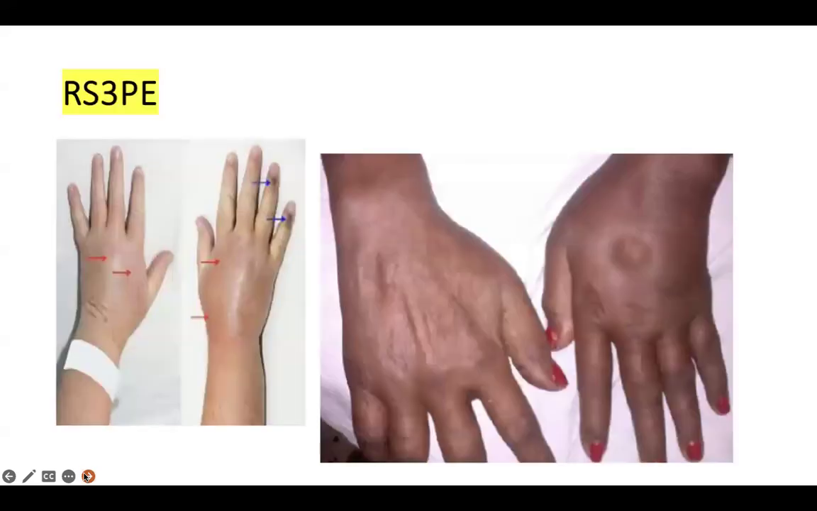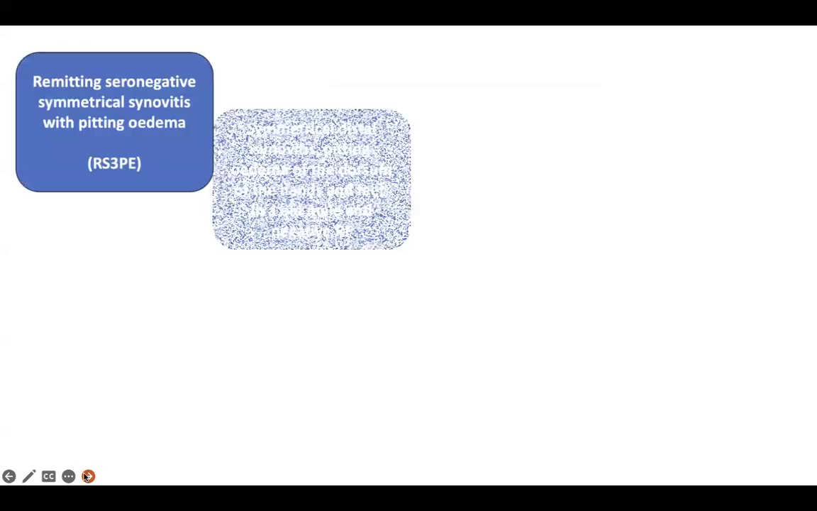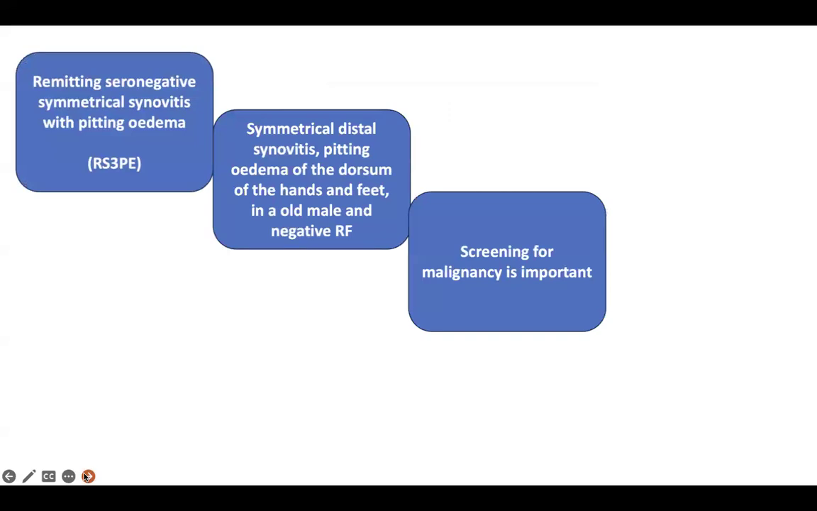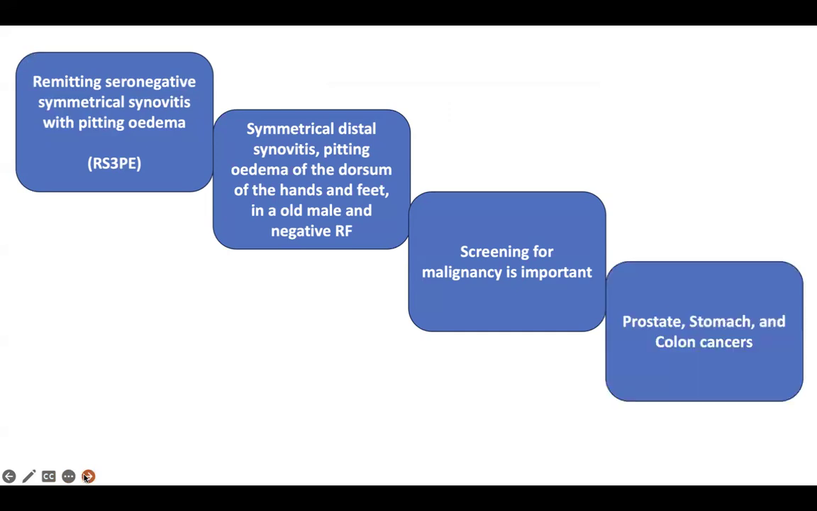Okay, now let's get back to our previous topic. In that condition, the screening of malignancy is very important. We need to check for important malignancies, particularly prostate and stomach malignancy, as well as lung, ovary, uterus, hepatocellular carcinoma, GIT malignancy, and hematological malignancy, sometimes lymphoma, leukemia, or Kaposi sarcoma.